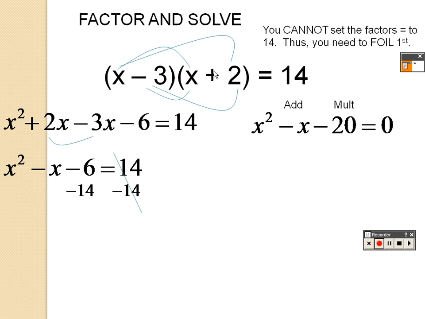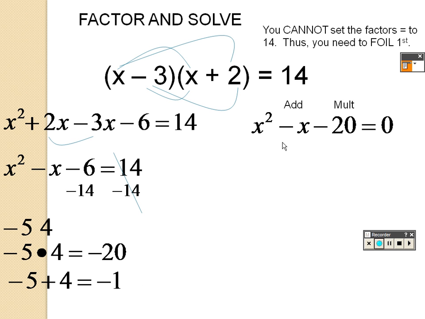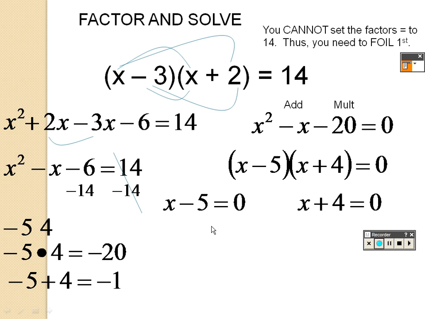So now, what multiplies to give you a negative 20 that adds to give you a negative 1? Now I can try to factor this. Remember, you can't just set that equal to anything unless it's equal to 0. It has to be equal to 0. That's why I had to FOIL all this. So the only things that come to mind for me are negative 5 and 4, because negative 5 times 4 is negative 20. Negative 5 plus 4 is negative 1, so it's x minus 5 and x plus 4. So I separate those and set them equal to 0. I add 5 to both sides, so I get x equals 5. I minus 4, so I get x equals negative 4.